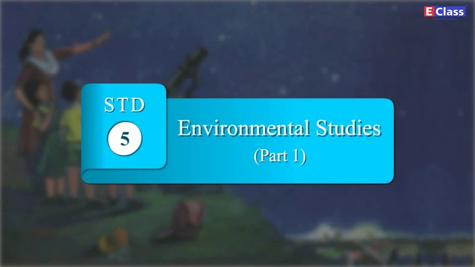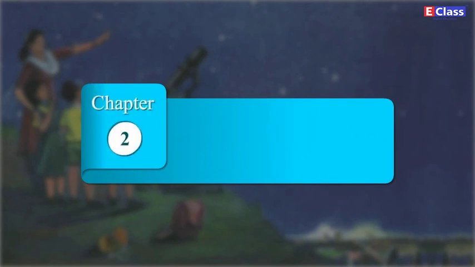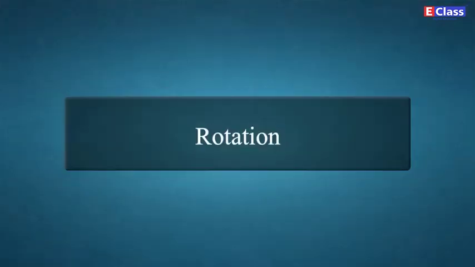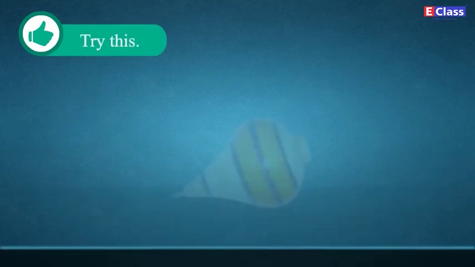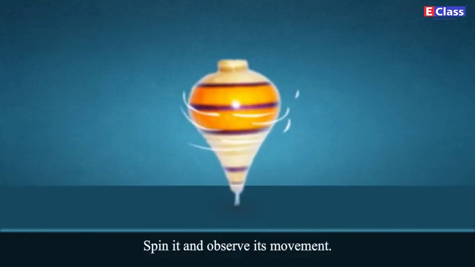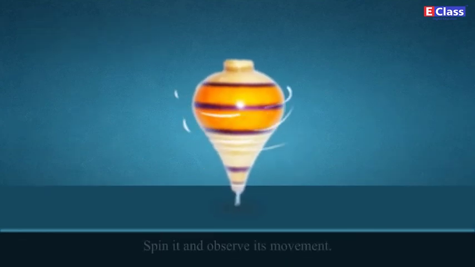Standard 5 Environmental Studies Part 1, Chapter number 2: Motions of the Earth. Rotation. Try this. Take a top, spin it and observe its movement. The top turns around itself.